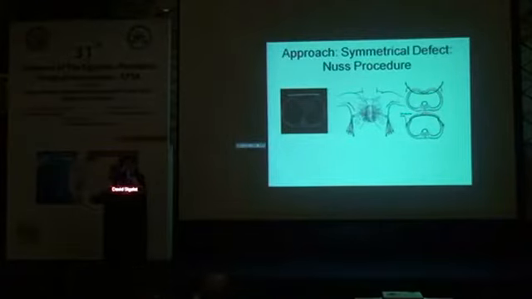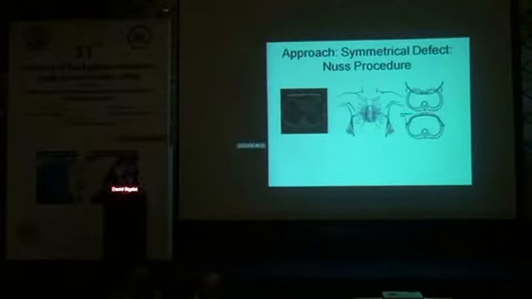So after moving past the evaluation, I think most of us are fairly familiar with the approach to a nice symmetrical defect like this. We put in the Nuss bar. Most of us use a scope to dissect underneath the sternum. I think we all should.